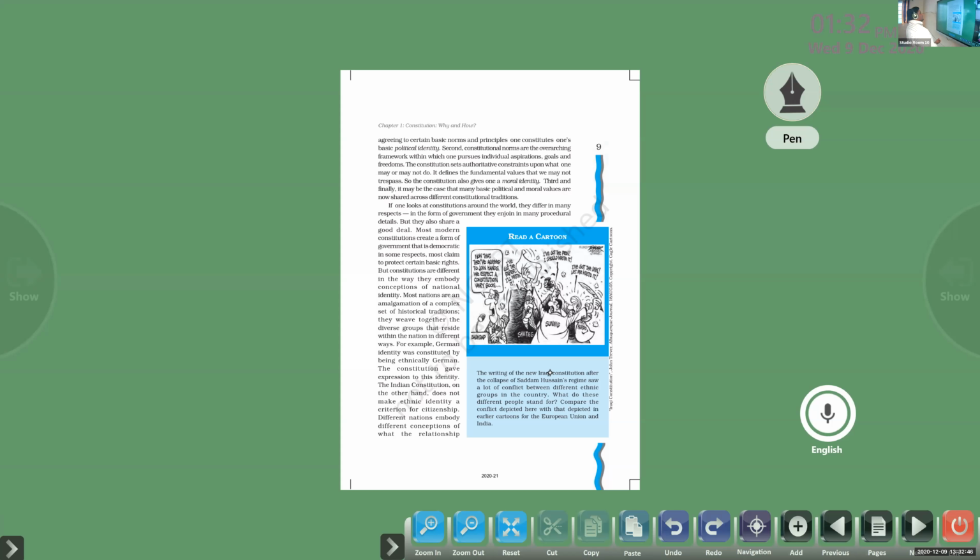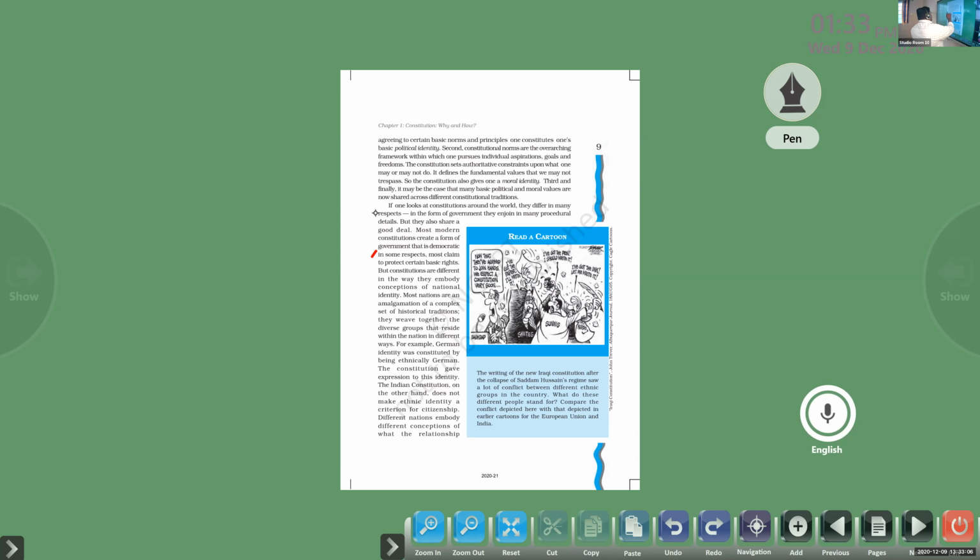Okay, let it be. If one looks at the constitutions around the world, they differ in many respects. In the form of government, they enjoin many procedural details, but they also share a good deal. Most modern constitutions create a form of government that is democratic in some respects.